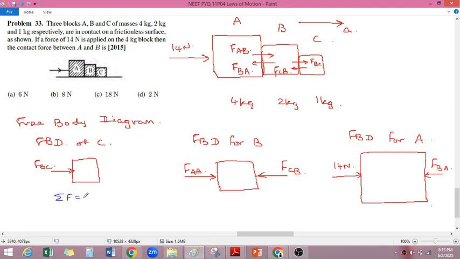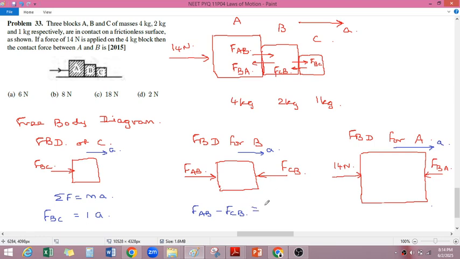So I know only one formula, sigma F is equal to ma. So there is only one force, FBC is equal to mass, 1 kg, acceleration is a. This will be FAB minus FCB. I forgot to put the acceleration here. So all of them are accelerating with an acceleration a. So in free body diagram, you have to show the forces and the effect. Forces are the cause, acceleration is the effect, cause and effect.